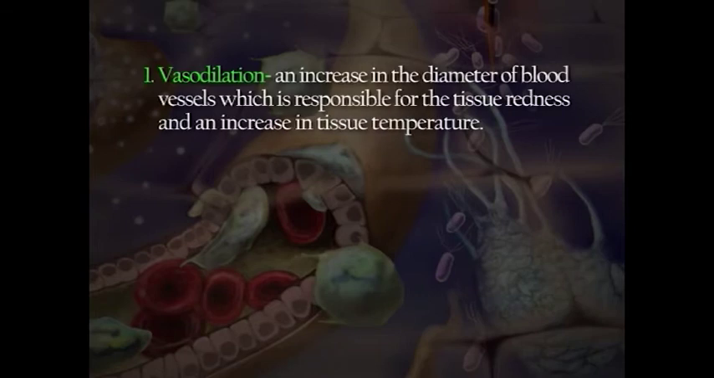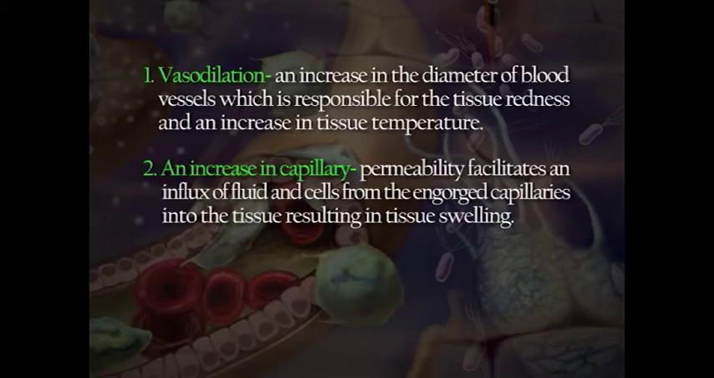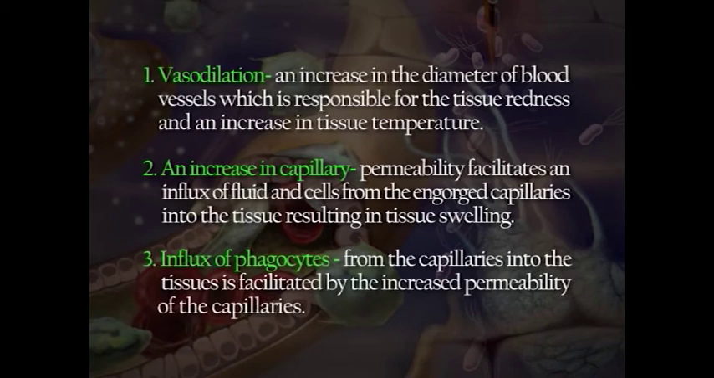The cardinal signs of inflammation reflect the 3 major events of an inflammatory response: vasodilation, an increase in the diameter of the blood vessels, which is responsible for the tissue redness and an increase in tissue temperature. An increase in capillary permeability facilitates an influx of fluid and cells from the engorged capillaries into the tissue, resulting in tissue swelling. Influx of phagocytes from the capillaries into the tissue is facilitated by the increased permeability of the capillaries. As phagocytic cells accumulate at the site and begin to phagocytose bacteria, they release lytic enzymes which can damage nearby healthy cells. The accumulation of dead cells, digested material, and fluid forms a substance called pus.